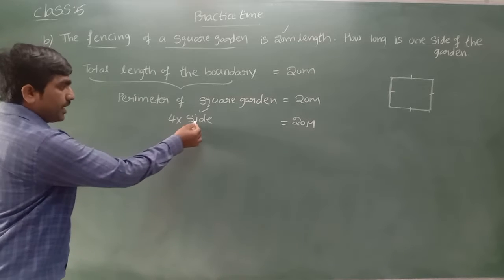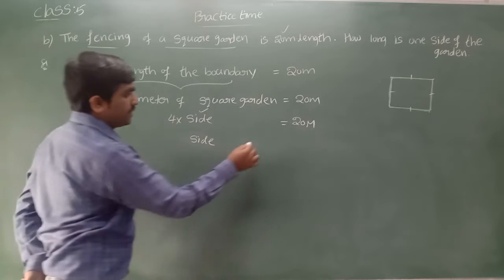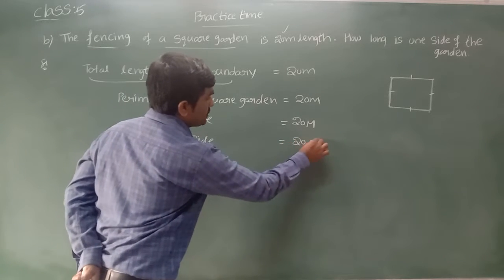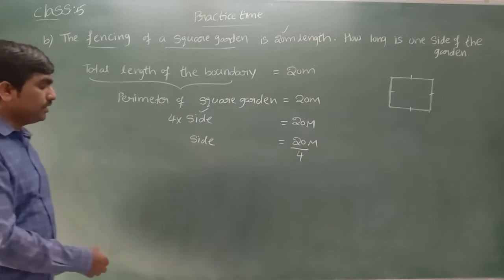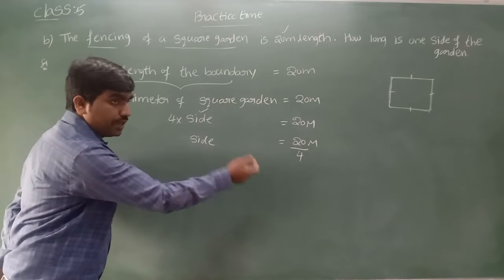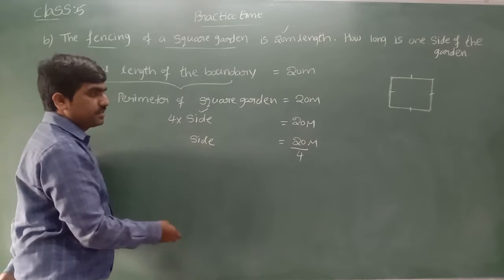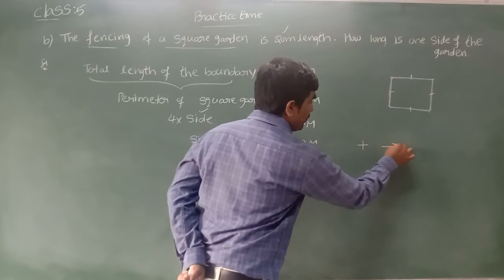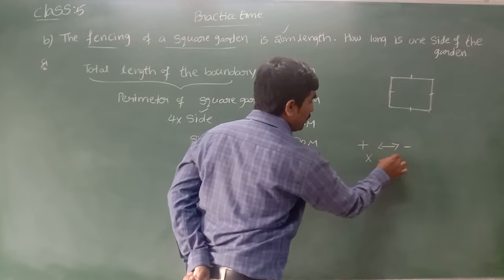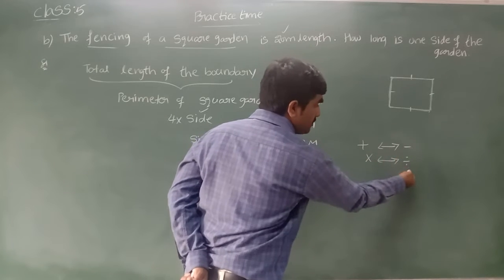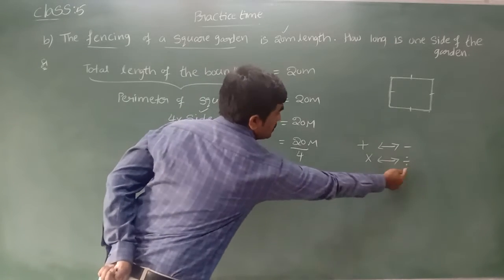Now from here we need to find the length of the side. How can we find it? To find the length of the side, this into 4 we need to transpose to the RHS, where we have 20 meters. When into 4 is transposed to the RHS, it becomes division. If you transpose a division, it becomes into. If you transpose plus, it becomes minus. Minus becomes plus. So here into 4 we will transpose, and into becomes division.